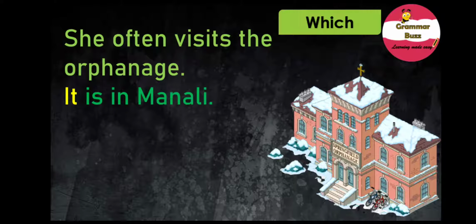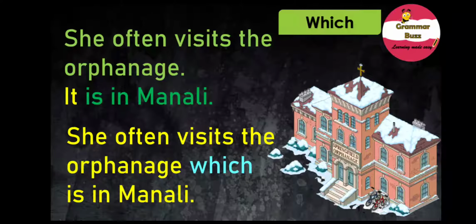Now, we cannot use the relative pronoun who, whom or whose here, because who and whom are used for living things like people or animals, and whose is used to replace a possessive adjective. So, we need a different relative pronoun here, because orphanage is the name of a thing. It is a building. It is a non-living thing. So what is the relative pronoun we could use here? Well, it is which.